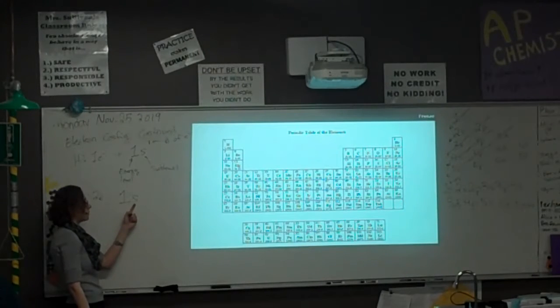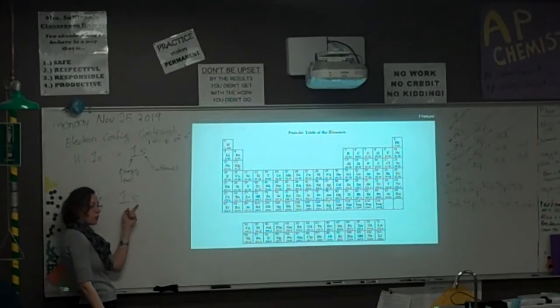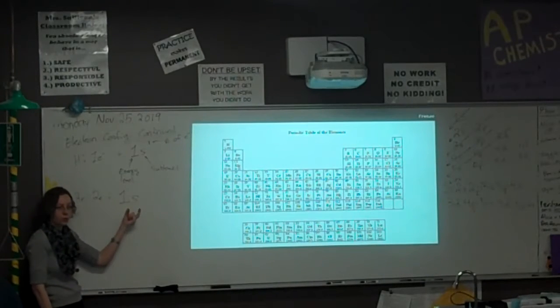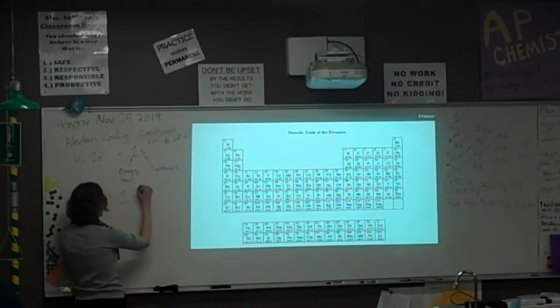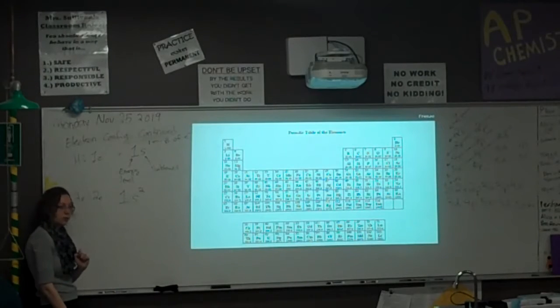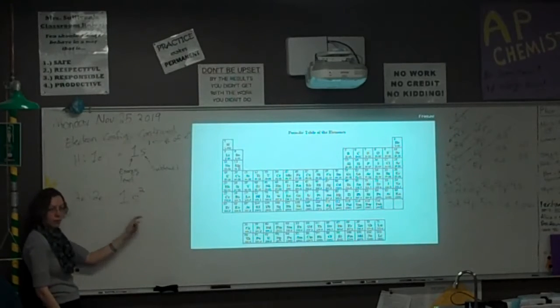Well, the S is one shape, one orientation, which means there's only one orbital. Back to our bell work, how many electrons could fit into an orbital? 2. So if there's only one orbital here, I can fit 2 electrons in it. So the 2 electrons for helium are both going to go in this 1s energy level, 1s sublevel.